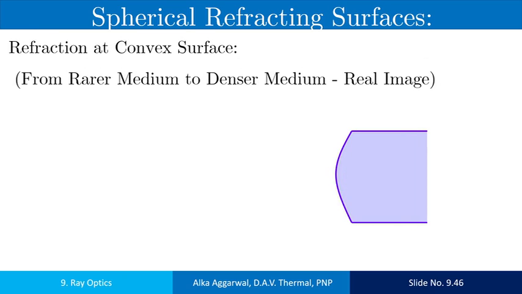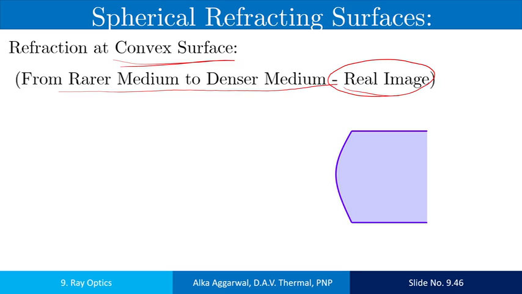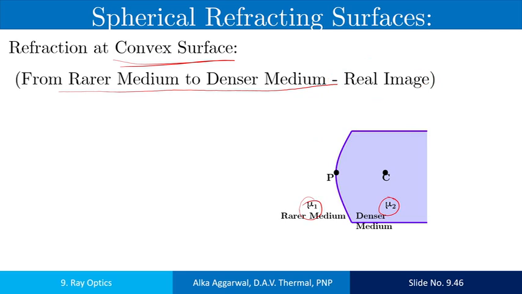Now we consider the first case where the object is in a rarer medium. So the ray of light is going from rarer to denser medium and the image is a real image. The surface is a convex surface. This medium is the rarer medium and this one is the denser medium. Mu1 is the refractive index of the rarer medium and mu2 is the refractive index of the denser medium. P is the pole of the refracting surface and C is the center of curvature.